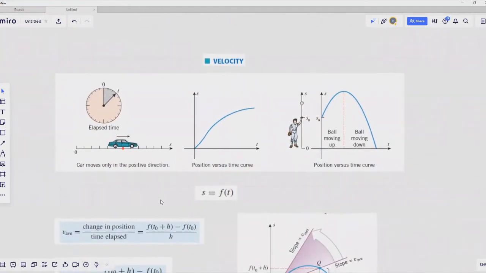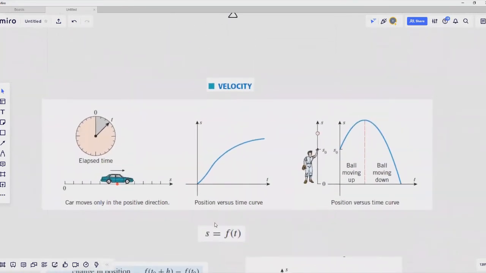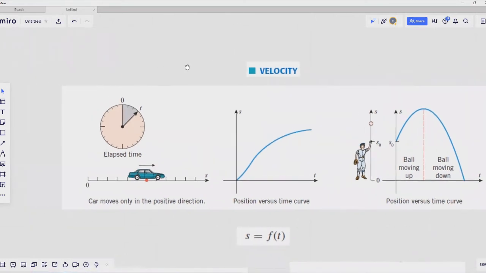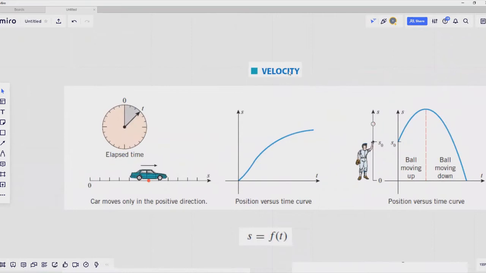All right, now let's take a look at a couple of position versus time curves. Let's recall that velocity is a vector that contains information about the speed of an object and the direction in which it is moving. So the norm of that velocity vector is equal to speed. In other words, the length of that vector is the speed of your object.